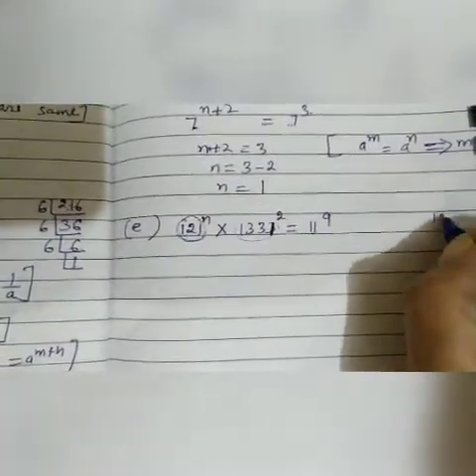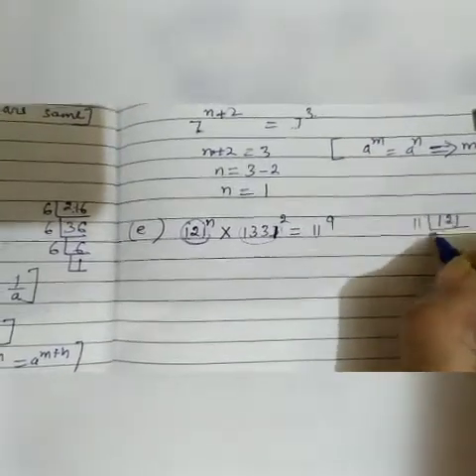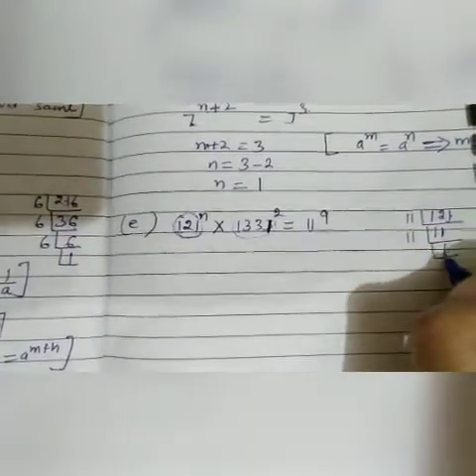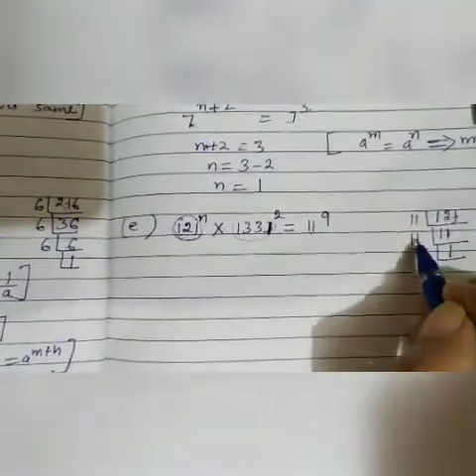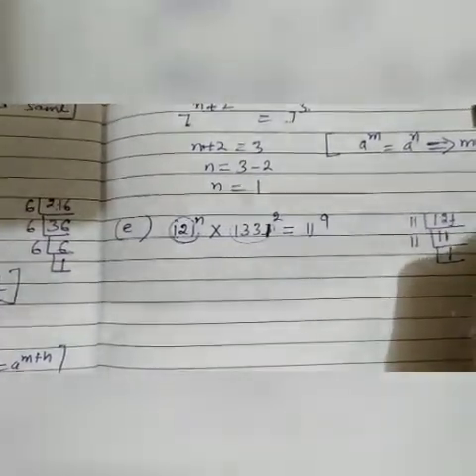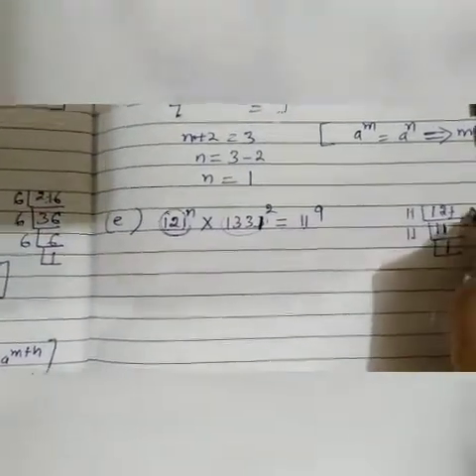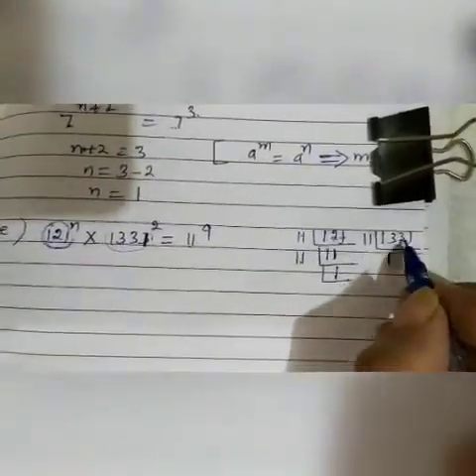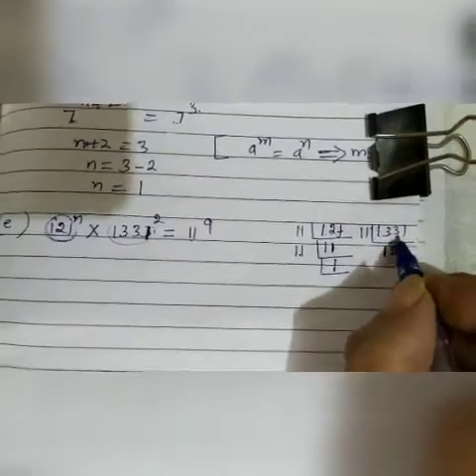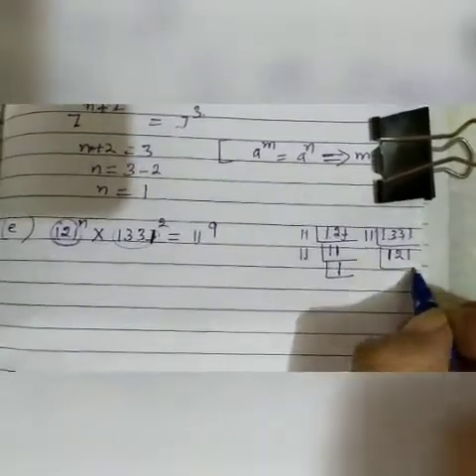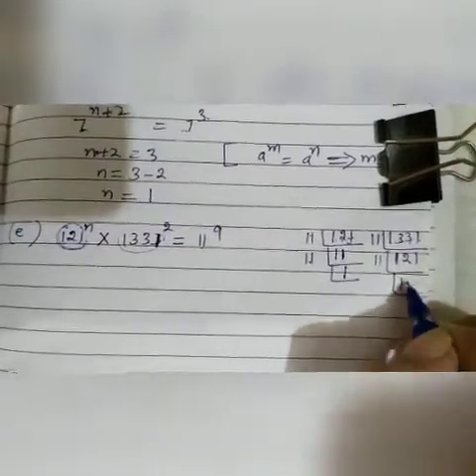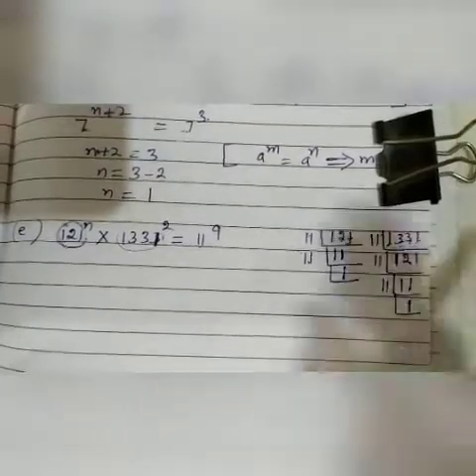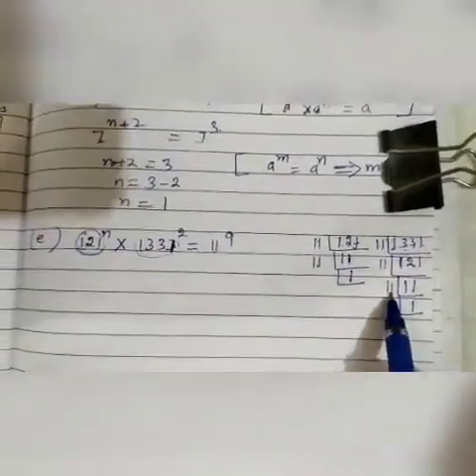See here, if we do prime factors of 121 by 11, 11 1s are 11, 1 remainder, 11 1s are 11, then 11 1s are 11. It means 121 can be written as 11 power 2. Now come to 1331. It is by 11, 11 1s are 11, 2 remainder 23, 11 2s are 22, 1 remainder 11, 11 1s are 11. Again by 11, 11 1s are 11, 11 1s are 11, 11 1s are 11. So 1331 can be written as 11 power 3.